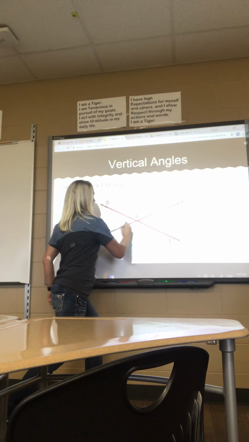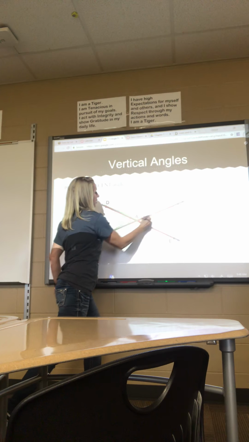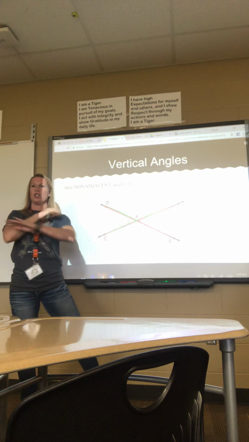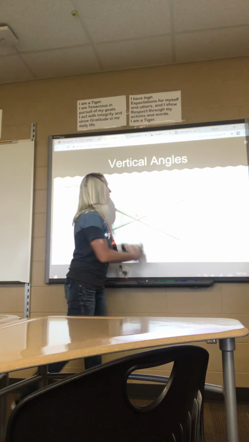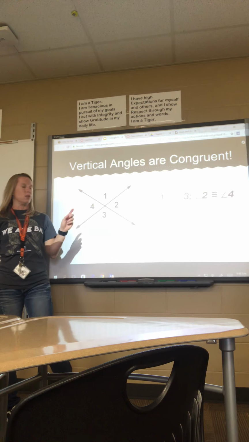So like these angles along the line, those are adjacent. This angle and this angle because they share a side. But vertical angles are never adjacent. All right. So vertical angles are not adjacent. They always equal each other.